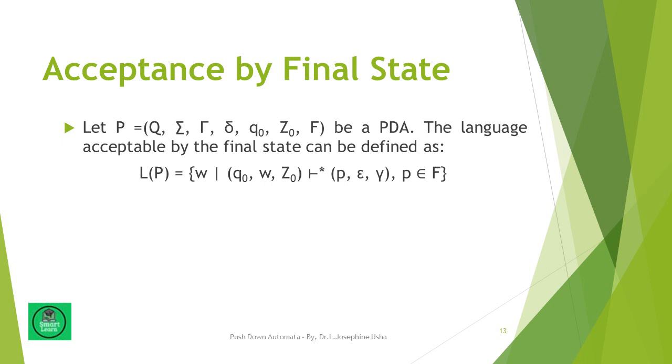So after reading the symbols in W, if it reaches the final state, we can say the given string is accepted by the pushdown automata; the string W is present in the language of the pushdown automata. After reaching the final state, the stack content may be anything, it need not be empty. The only requirement is that it should reach the final state. This is acceptance by final state.